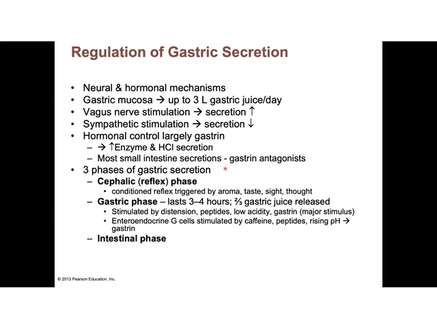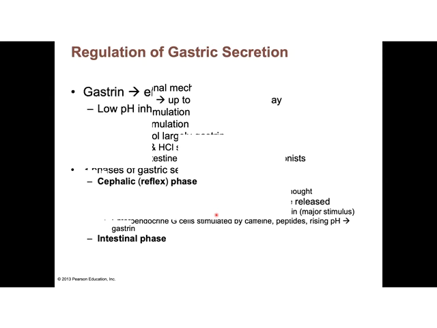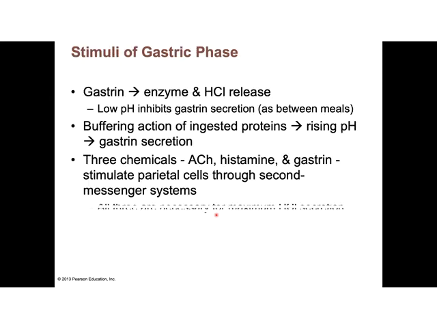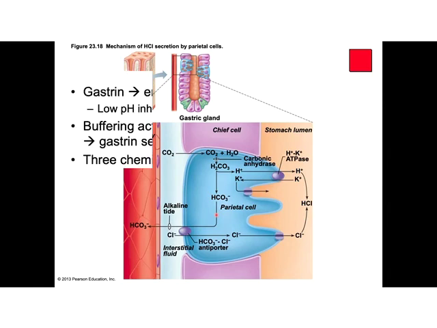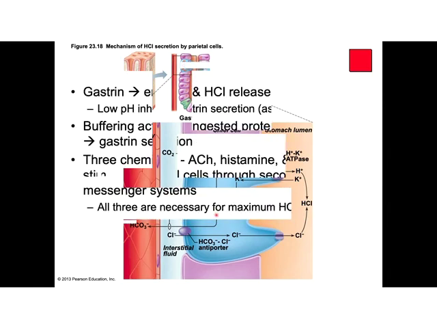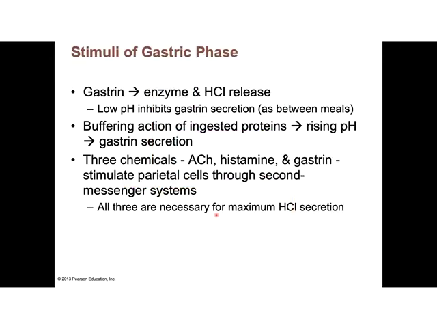The gastric phase is about 4 hours, where 2/3 of the gastric juice is kicked out. It's stimulated by stretching of the stomach, peptides in the stomach, low acidity in the stomach, and gastrin. Enteroendocrine G cells are stimulated by caffeine, peptides, rising pH, as well as gastrin. And then the intestinal phase happens when the food is in the small intestine, when it enters the duodenum. So the gastrin leads to enzyme and hydrochloric acid kick out, and the low pH that's there when there's not food normally inhibits this.